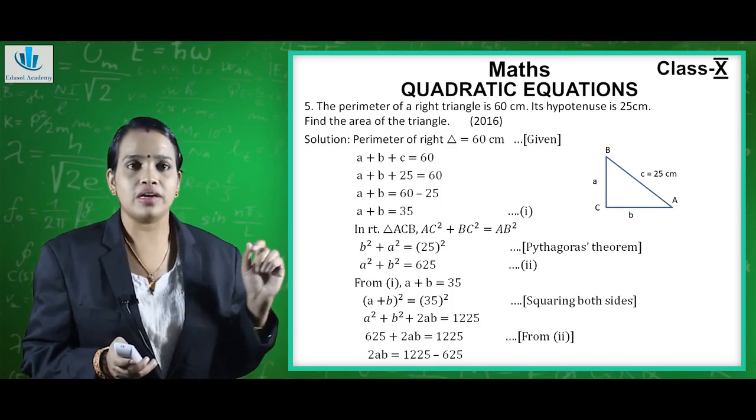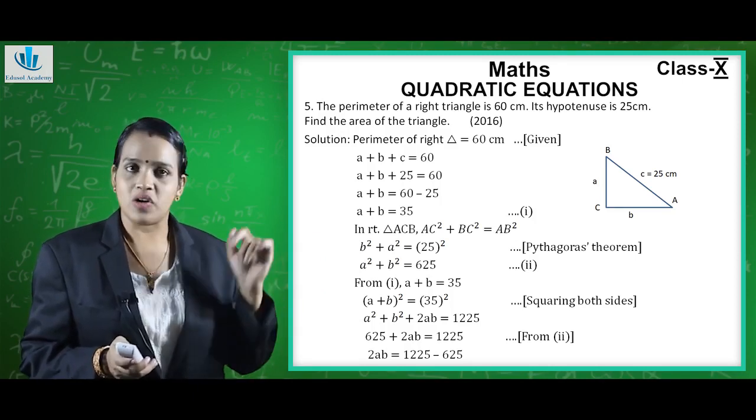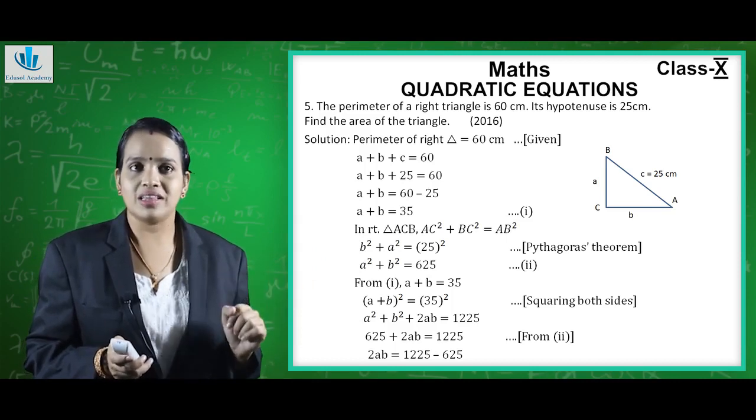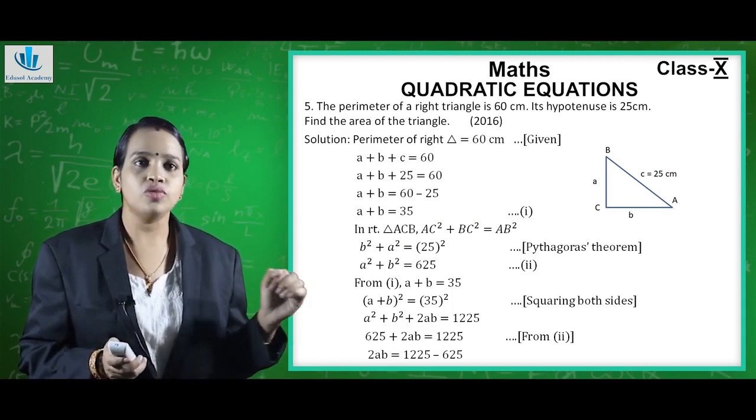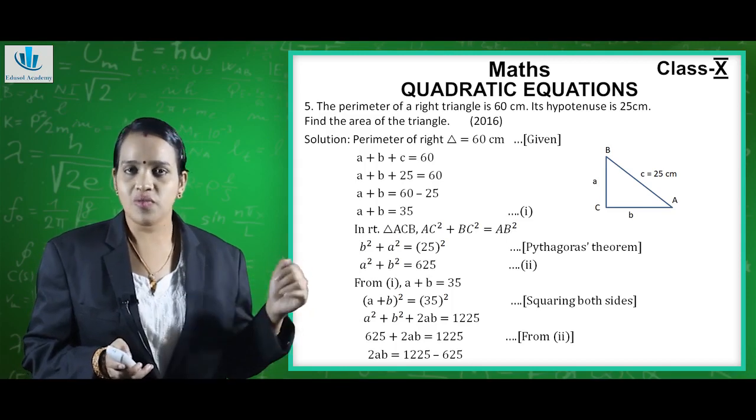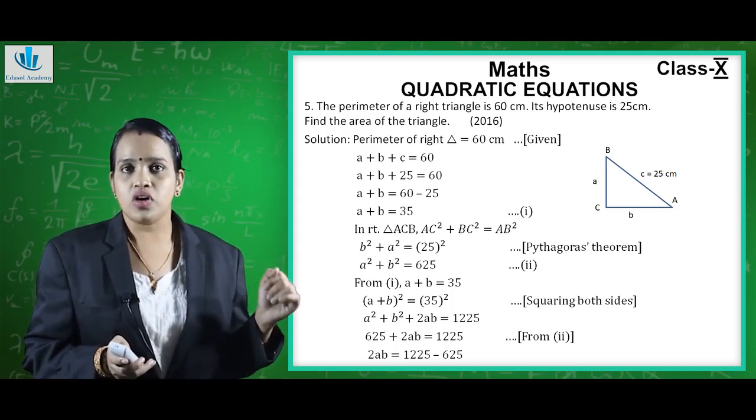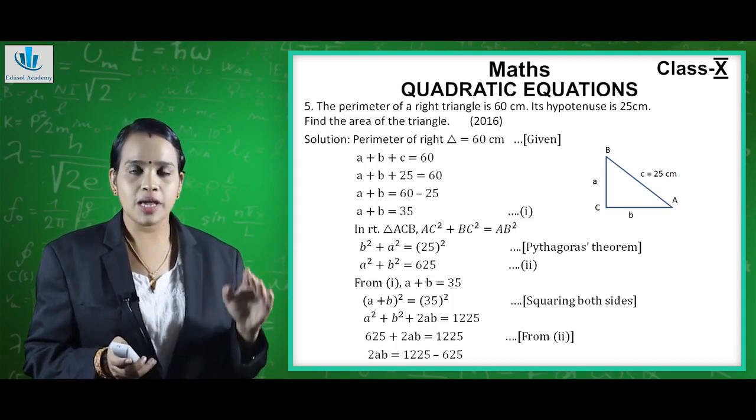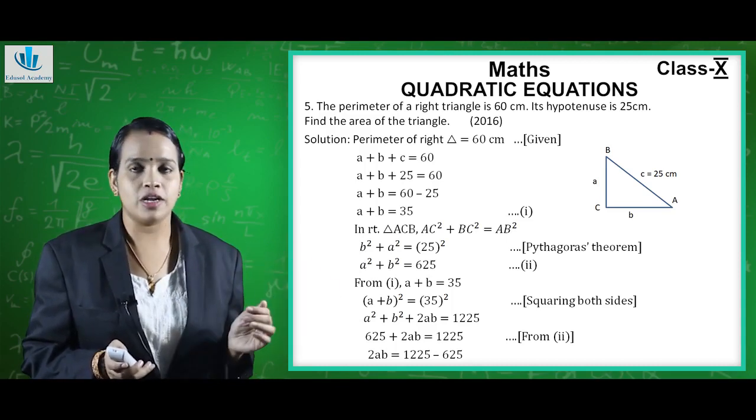Now CA we will write as measurement B, and it is already given in the question that the hypotenuse is 25 cm. So we can say that hypotenuse, that is C, is equal to 25 cm. Now in the question it is given that the perimeter of a right angle triangle is equal to 60 cm. So we can say that A plus B plus C is equal to 60 cm.